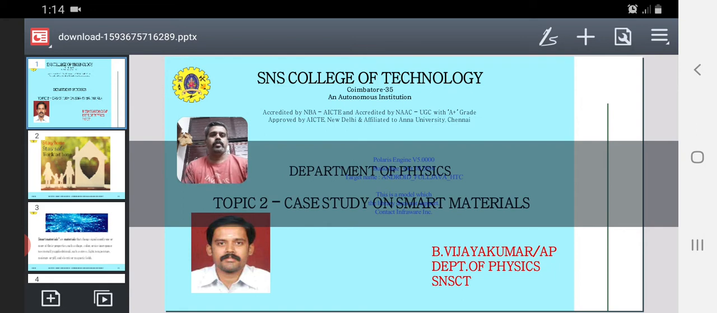Already, I am taking the first topic, composite materials, and this is the second topic, the case study on smart materials. Smart materials play a very important role in most applications and research-oriented work. So I am taking the second case study on smart materials.